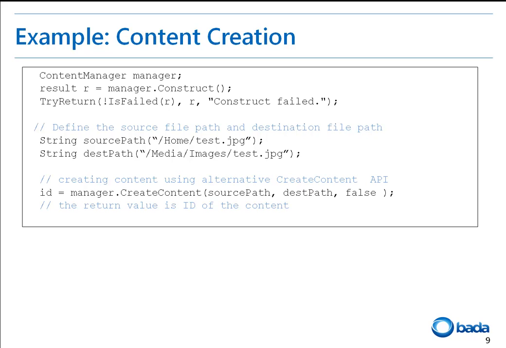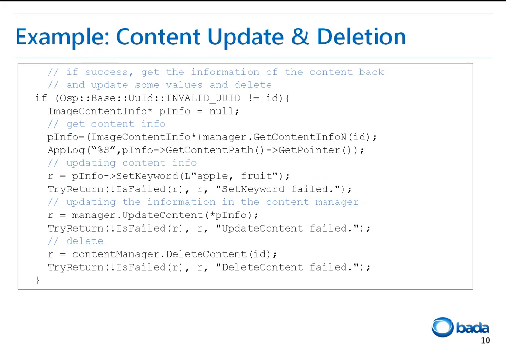Then, when we call the CreateContent method with these parameters, a content item specified by dest_path will be created for the image specified by source path. The third Boolean argument is for deleting the source file or not, and as we specified false, the source file will not be deleted. Now, let's experiment with updating and deleting.